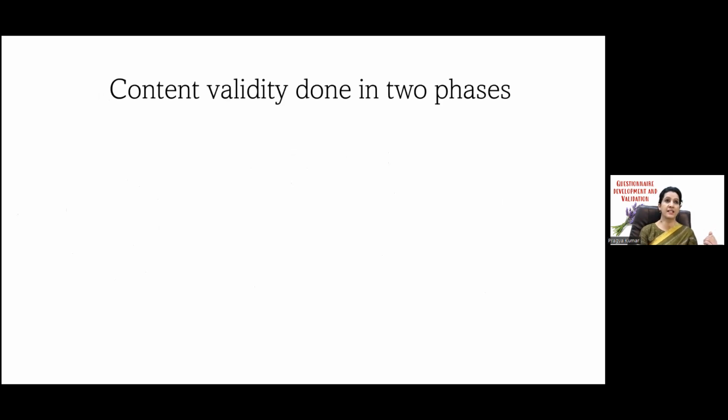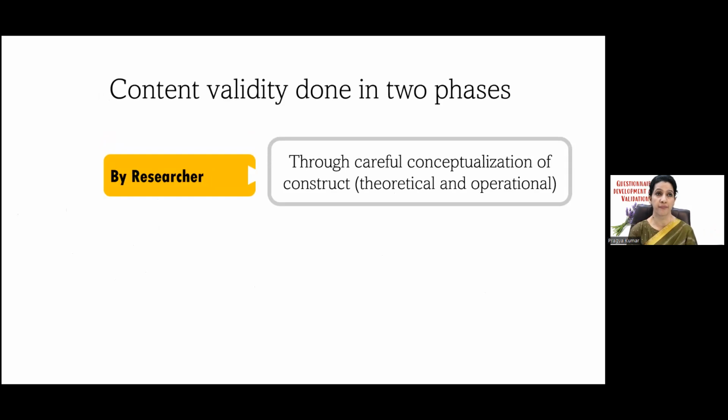So basically, again, content validity, you get it done through experts. So you may have to plan with 2 or 3 sets of experts. First it is done by the researcher. So we talked about selecting the items from a pool of items.